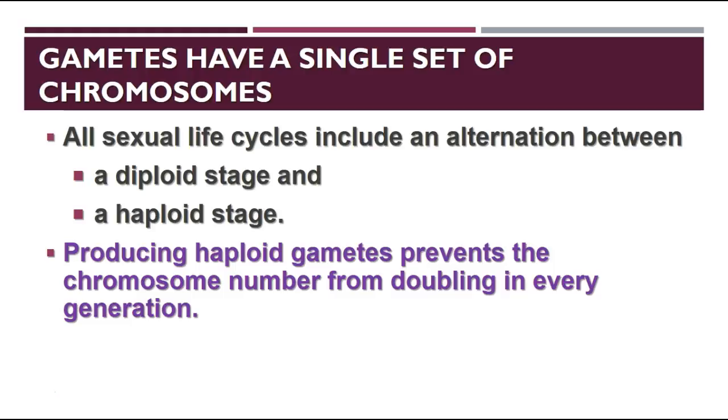But producing haploid gametes prevents that chromosome number from doubling every generation. Because if you think about it for a minute, you have 46 chromosomes. If two 46 chromosome cells join together, that would be 92 chromosomes. And then the next generation would be 184, and it would just keep on getting bigger and bigger, and that gets kind of unwieldy after a time.